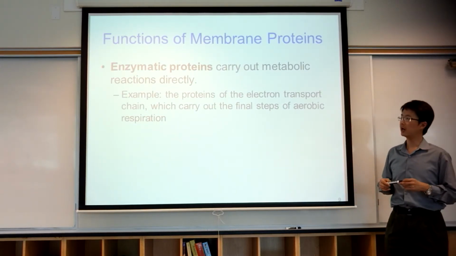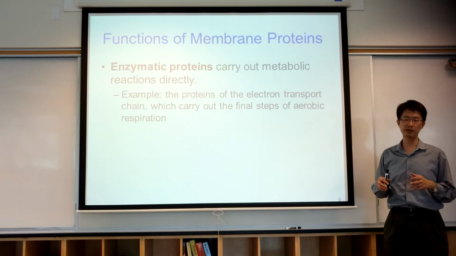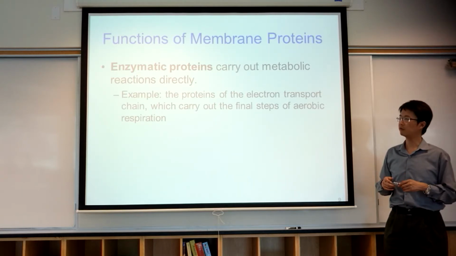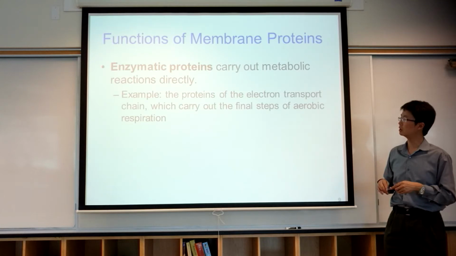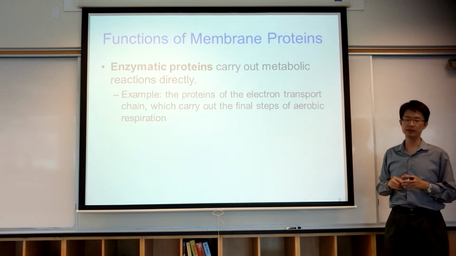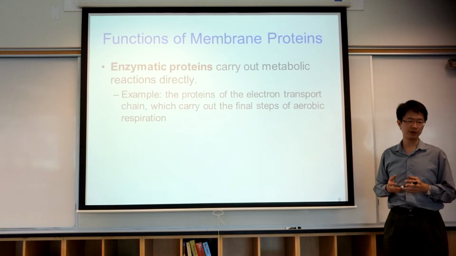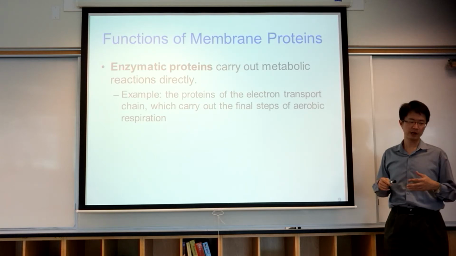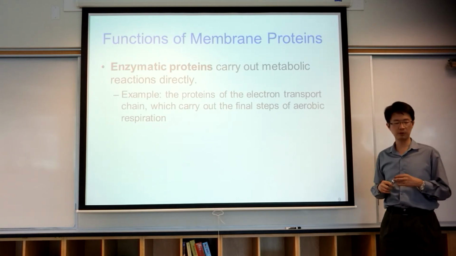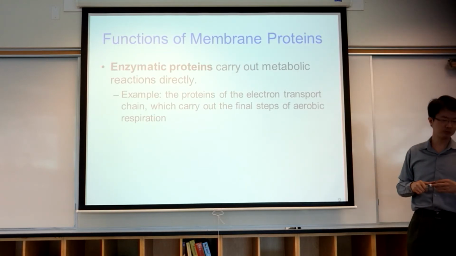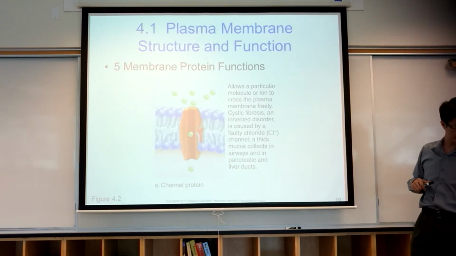Enzymatic protein. As the name suggests, it is a protein that can speed up certain chemical reactions. At the end of the electron transport chain, there is an enzymatic protein. We call it ATP synthase. ATP synthase is an example of an enzymatic protein at the end of cellular respiration that can make over 30 ATP for one glucose molecule. We will talk a lot more about cellular respiration later.